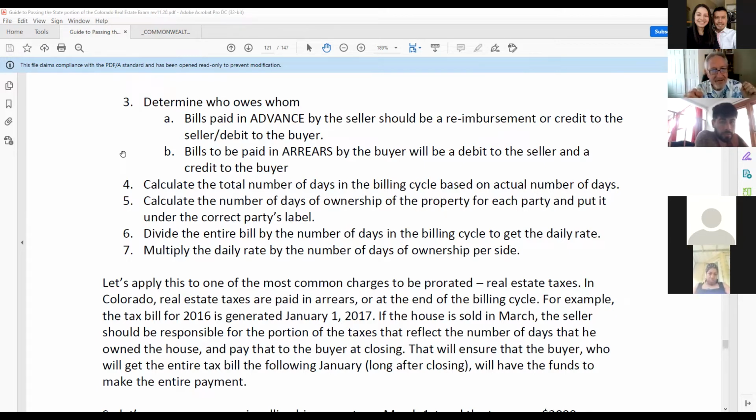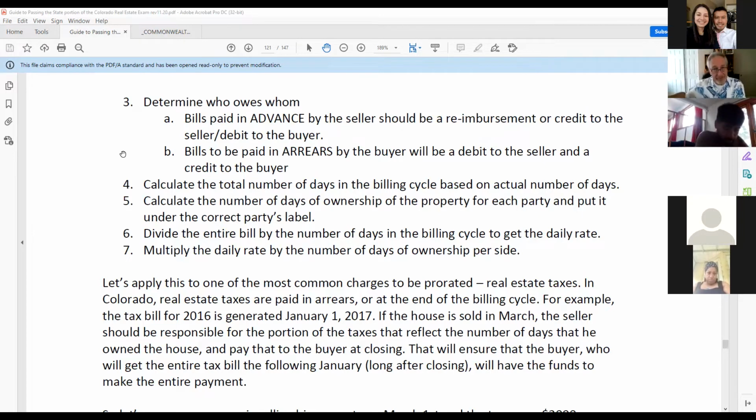We'll say it again, because it's going to come up. I want you to remember this. Remember, put it in memory right now. Tax and insurance questions is always going to be a credit to the buyer and a debit to the seller. Okay? Anything that's paid in advance, however, is going to be the opposite.